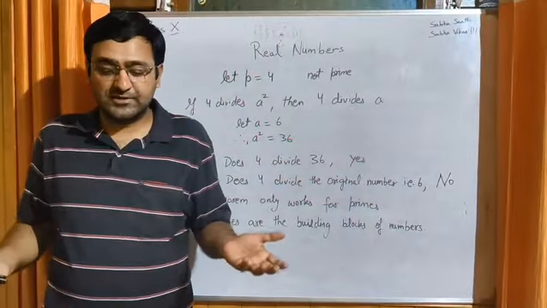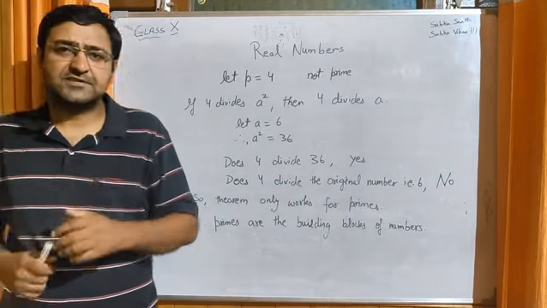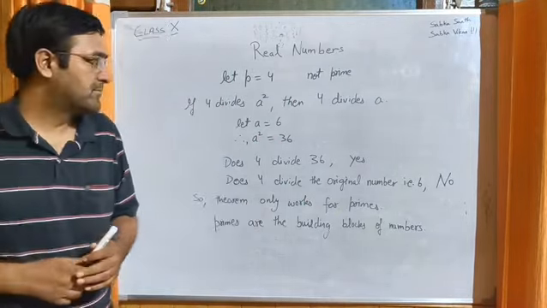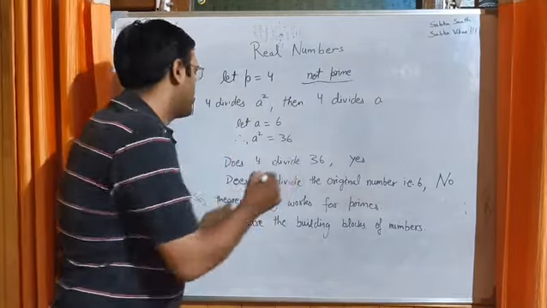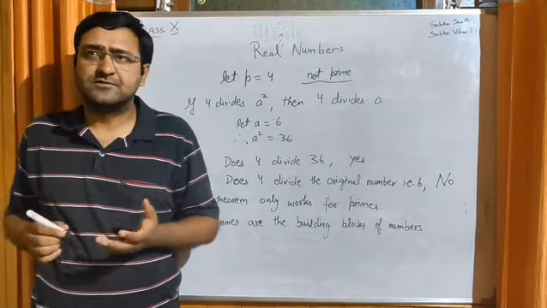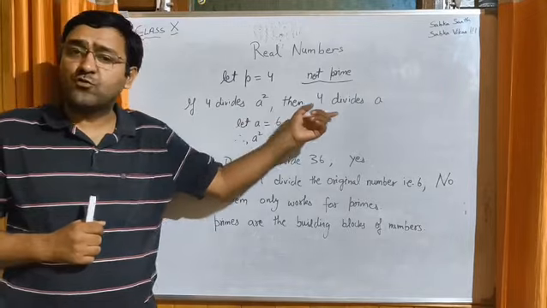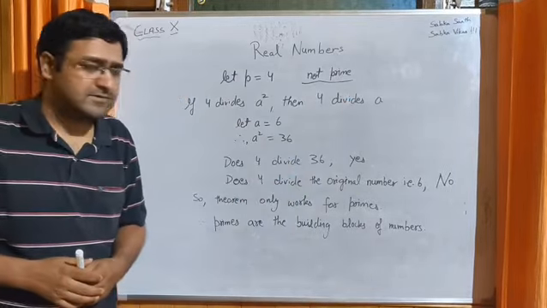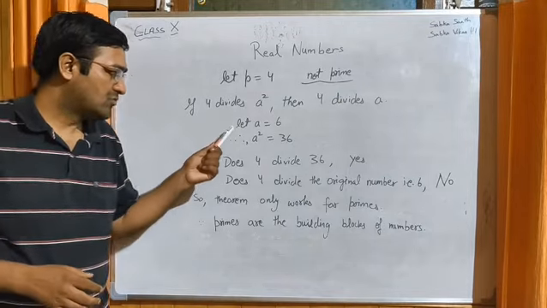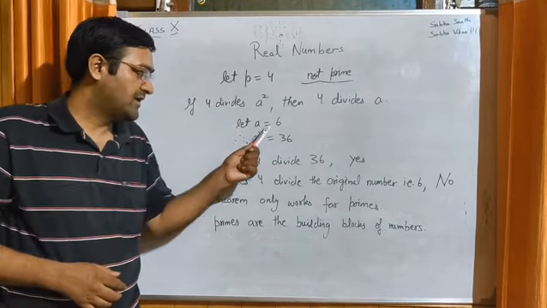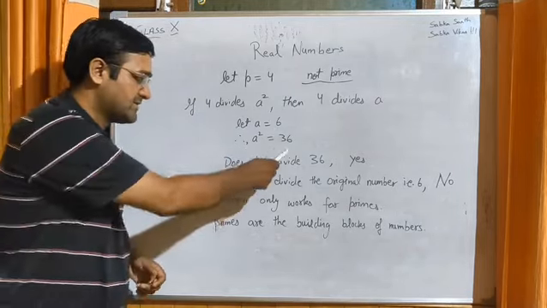Now students usually think, why does it work only for prime numbers? Let's test it with an example for a non-prime. Let p equal 4, which is not prime. So imagine if I claim that if 4 divides a square, then 4 will also divide a. Let's test it with our original number which we have done earlier. Let a equal 6. Therefore a square would be 36.